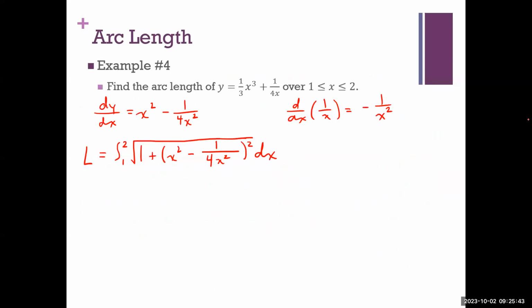All right, is this an integral we can do? I don't have any idea. Let's simplify it a little more. So if I FOIL out this set of parentheses here, what does that become? 1 plus x to the fourth, minus 2 times x squared times negative 1 over 4x squared, which is minus 1 half, plus 1 over 16x to the 4th, dx.